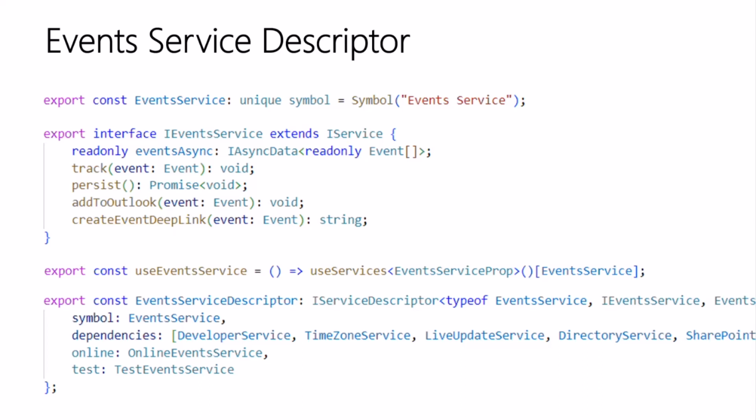Then we'll want to define some helpers for consuming this service. This is how you would define a React hook. And lastly, we create a descriptor object. This object ties all of the pieces together. It takes the symbol we created, the interface we defined, any dependencies this service has, and the various implementations of this service. And this descriptor object is what we'll pass to the ServiceManager during startup of the app.